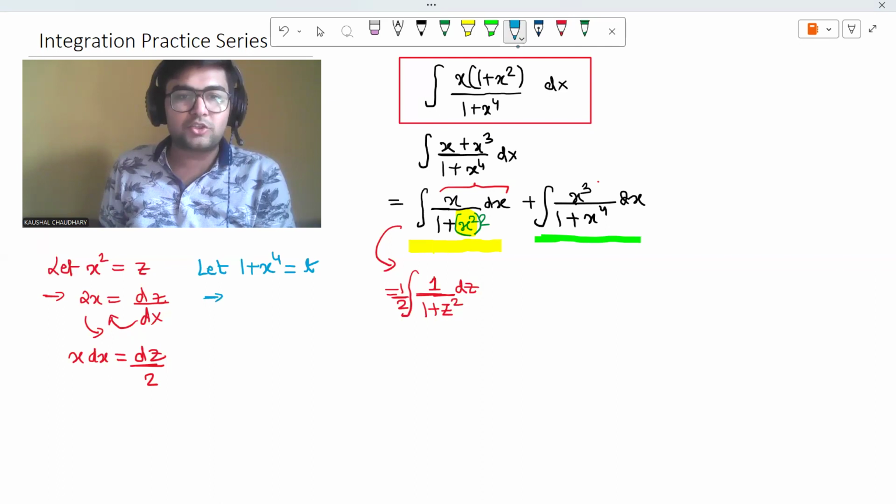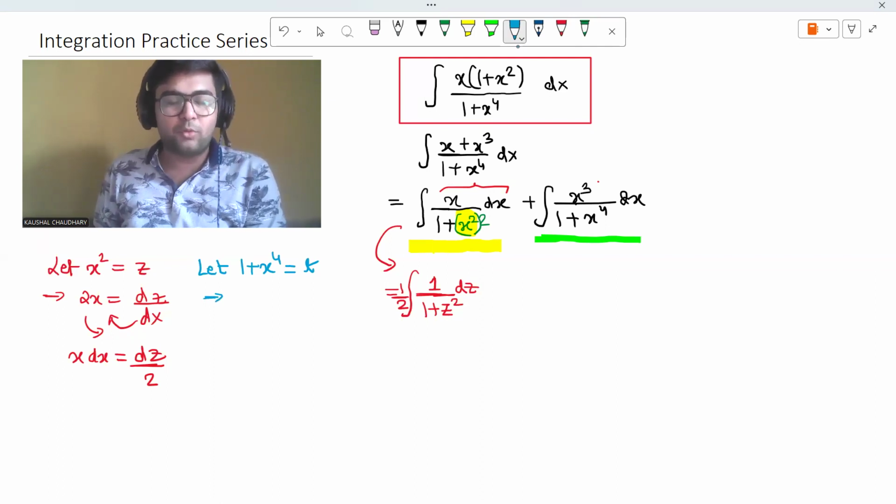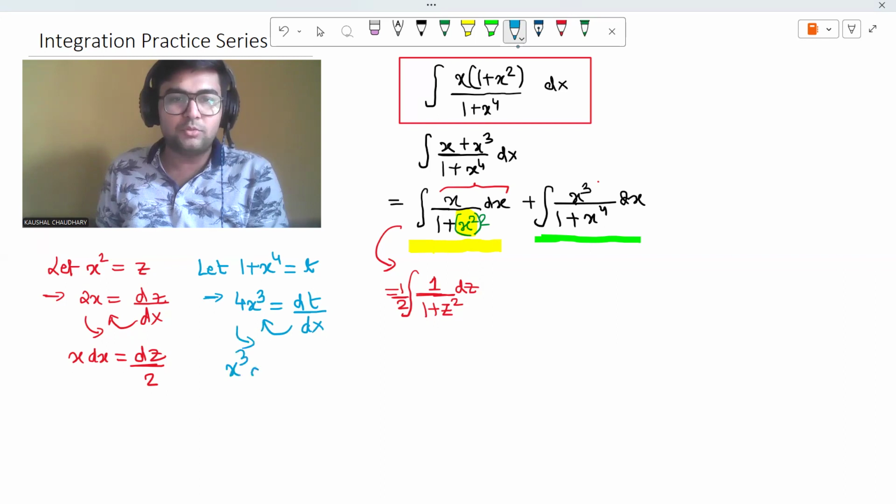Now I'll do d/dx on both sides. So d/dx of 1 is 0, d/dx of x to the power 4 is 4x cube, and on the right side, I'll get dt/dx. So I'll cross multiply, taking 4 in the denominator. So x cube into dx is dt by 4.